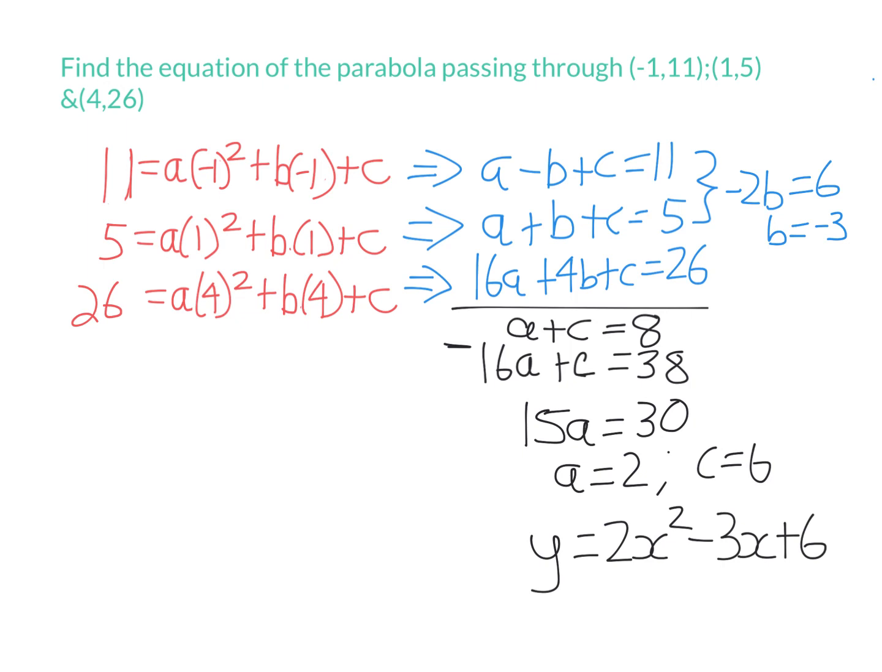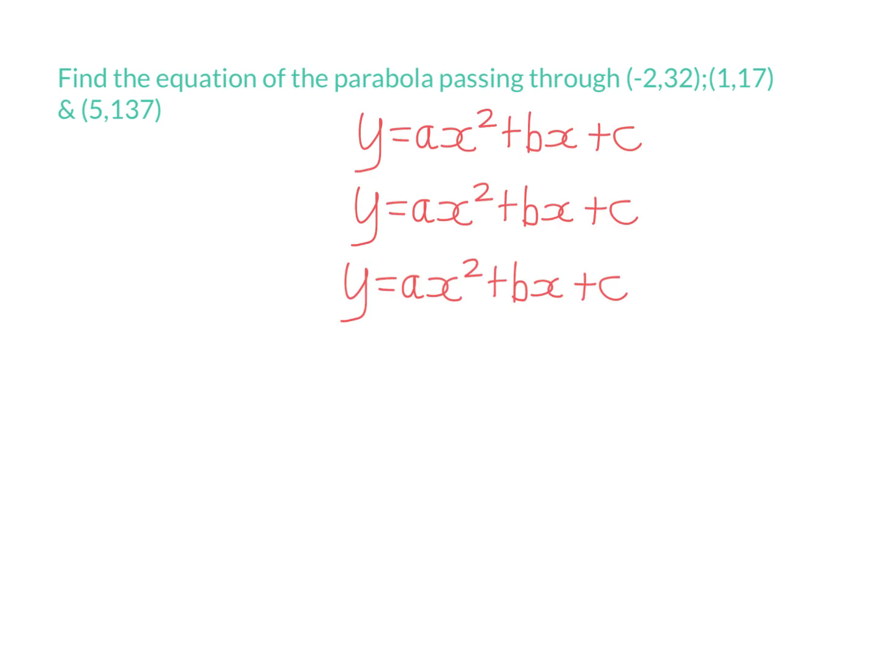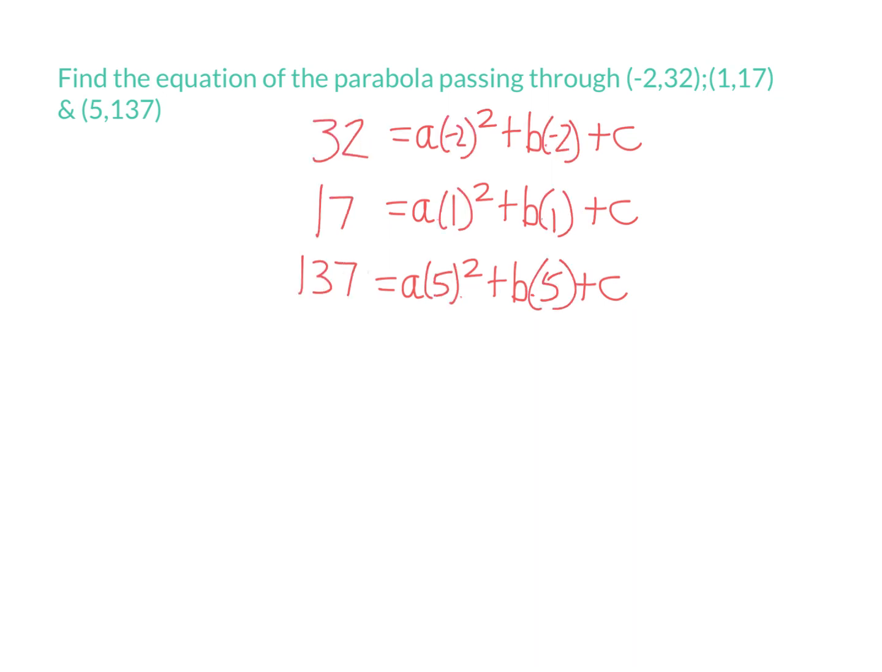All right, let's now look at one more example. So this example is going to be harder still because I don't have -1 and 1 as the two x values. I won't be able to eliminate the a's and c's quite so easily, but I'm still going to follow the same process. I know that the equation of any parabola can be written in the form y equals ax squared plus bx plus c, so I'm going to substitute each of the 3 points one by one into these equations again. So substituting in the x and y values, I get these three equations.